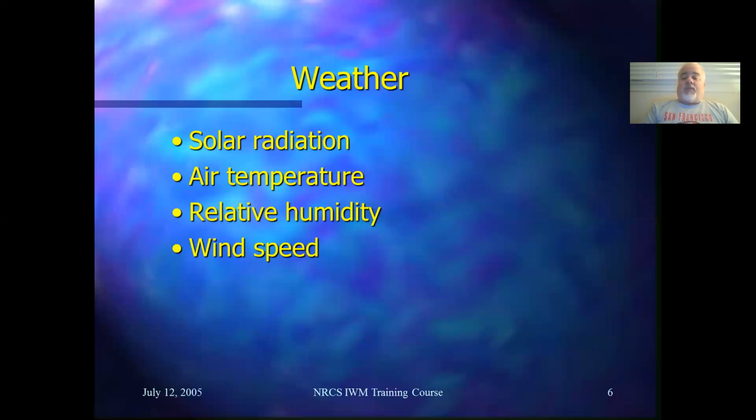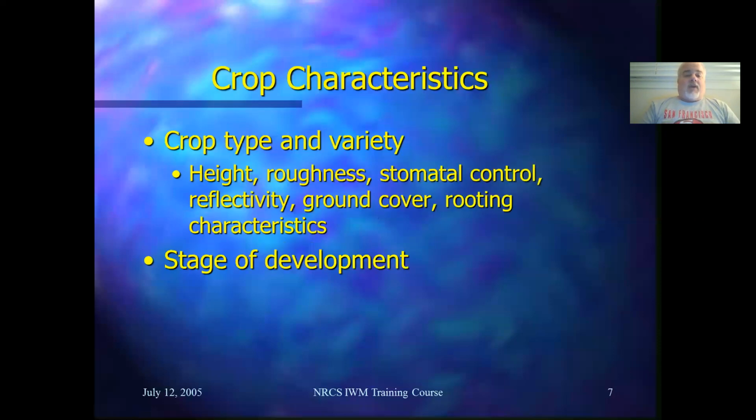And then wind speed. The faster the wind, the more it carries away water, the faster things evaporate. Now, soil temperature is also important in this equation. That's not listed here. Crop characteristics: height, roughness, stomatal control, reflectivity, ground cover, rooting characteristics. Again, if we're talking about Bermuda grass versus prickly pear cactus versus pine trees, every type of crop has its own characteristics that are going to have massive impacts on how it uses water.